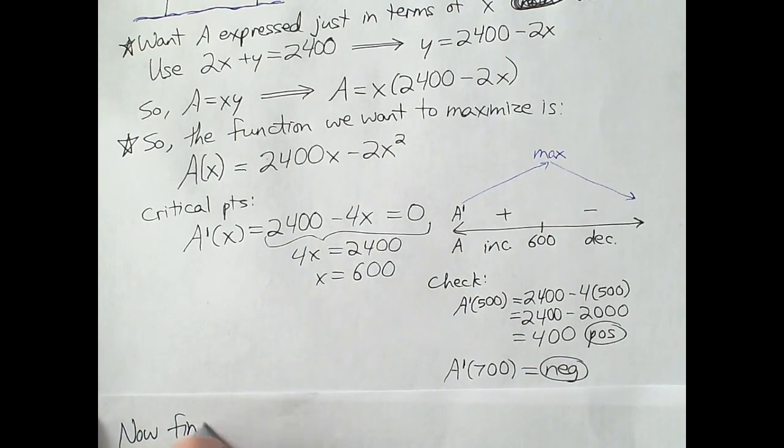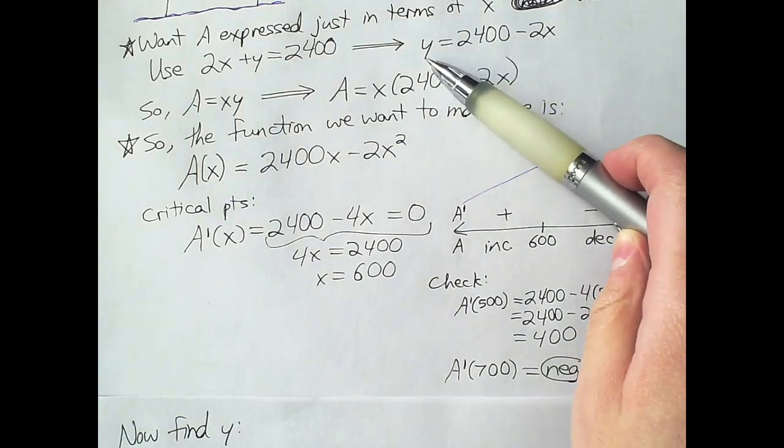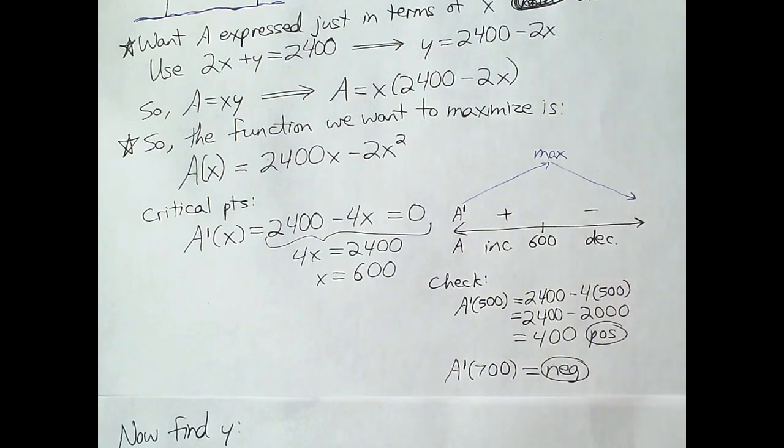Now find y. Okay, well, this is going to be, let's see. We have up above something on our page I see we could use. Usually, if you review all the work you've done so far, you'll find something really helpful to help you get the other variable. Look at this. Y equals 2400 minus 2x. Let's use that.